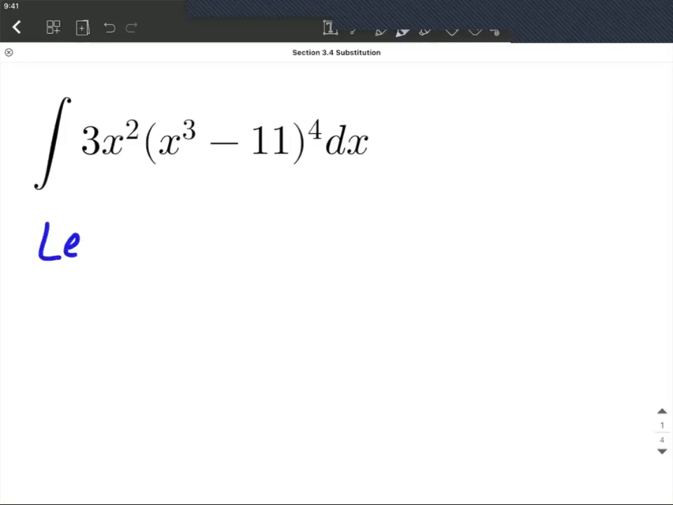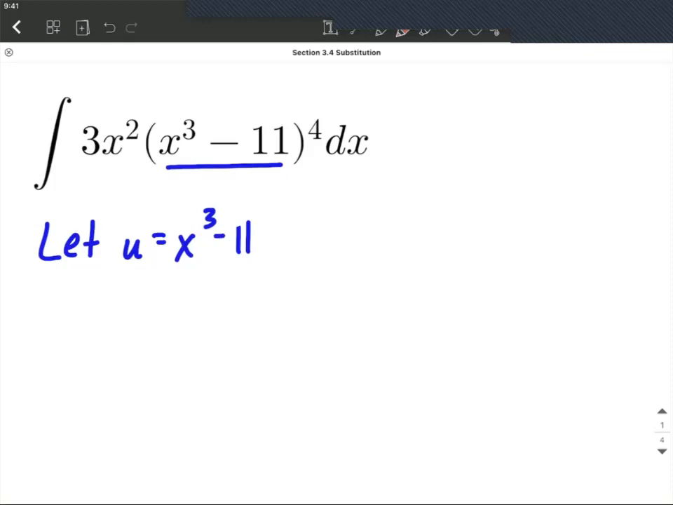So what I'm going to do is I'm going to first pick some value for u. And we want this to be an inner function. So I notice that x cubed minus 11 is all raised to the 4th power. So let's try that to begin with. If we don't get it right the first time through, we can always give it another shot trying a different inner function for our u.